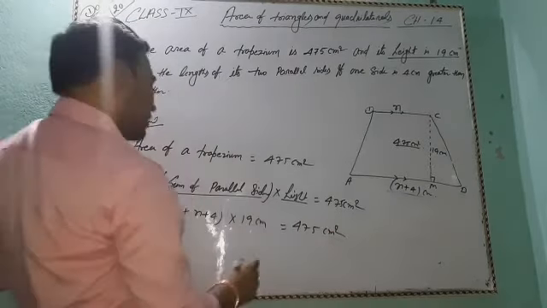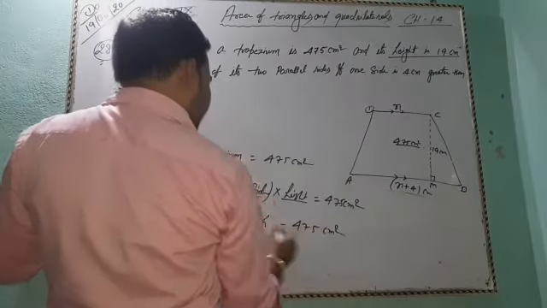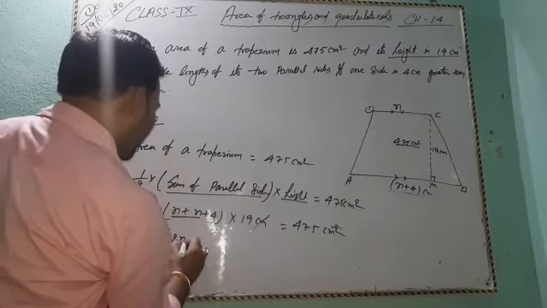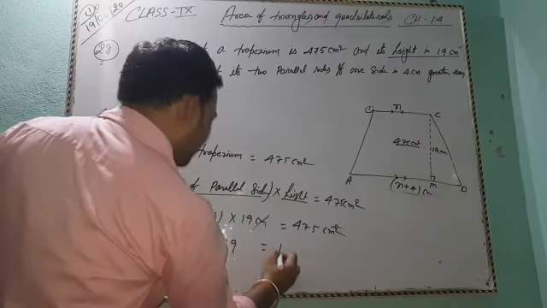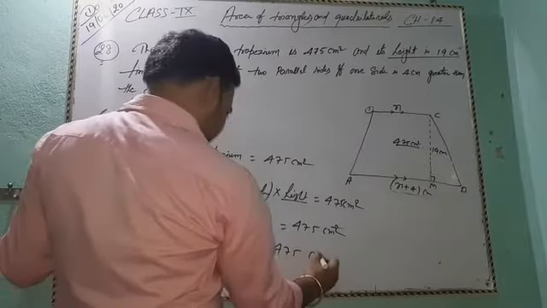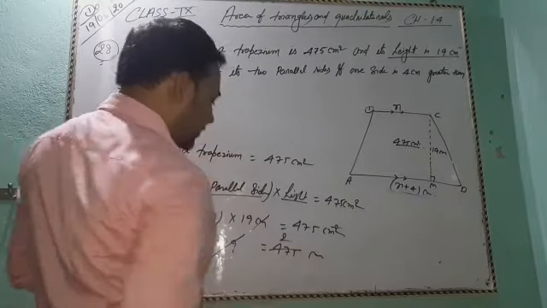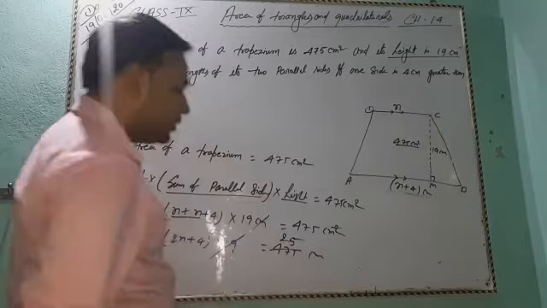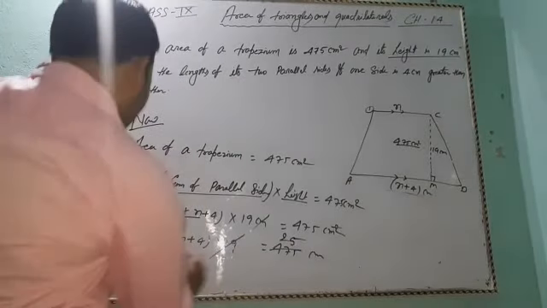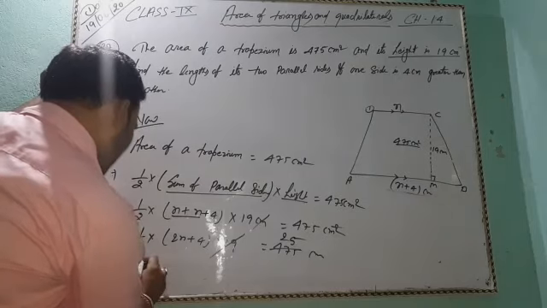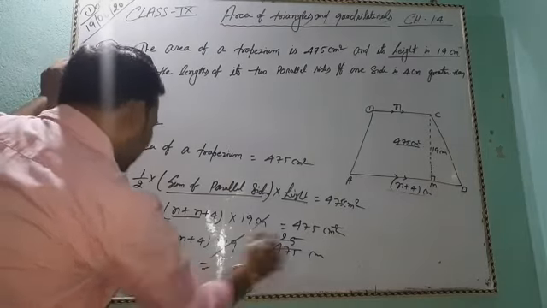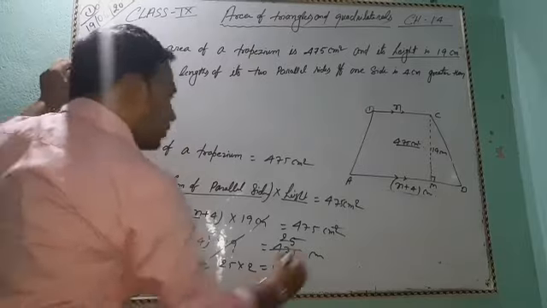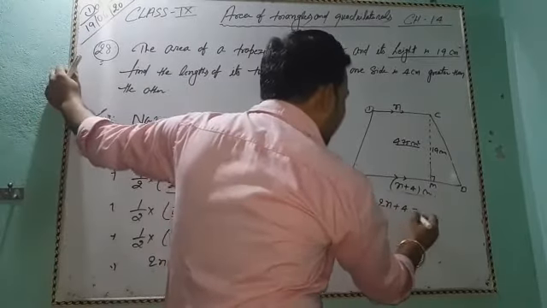So 1 by 2 multiplied by 2x plus 4 into 19 equals 475 centimeter. 19 twos are 38, and 19 fives are 95. Okay, 25. And 2x plus 4 equals, this 2 will go to the other side and multiply, 25 multiplied by 2 equals 50 centimeter. So 2x plus 4 equals 50.